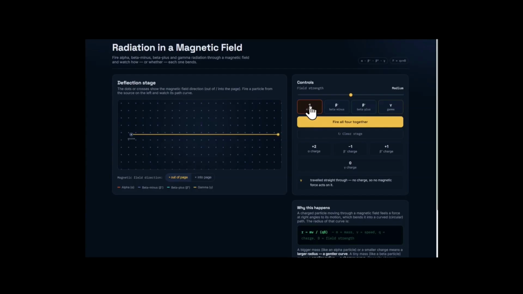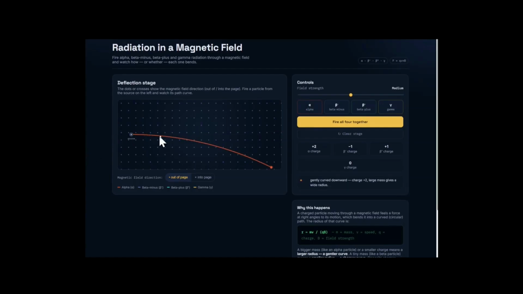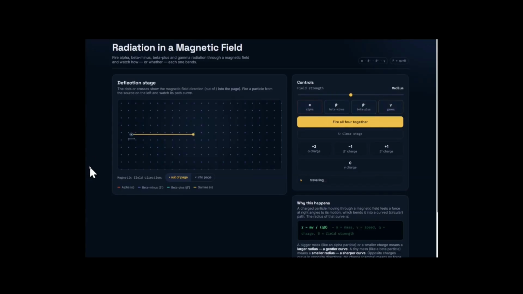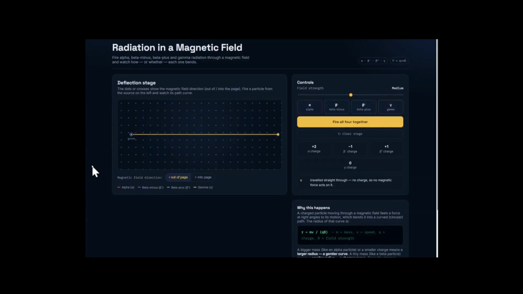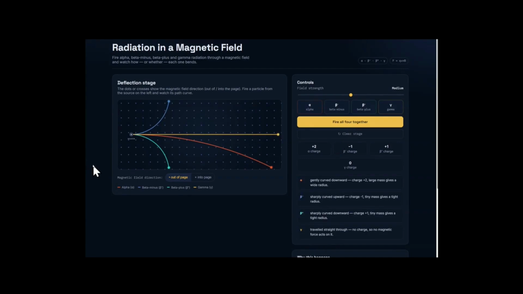Okay, so let's do that again. Alpha, kind of this lazy curve downwards with respect to the magnetic field. Beta negative, the other way. Beta positive, the other way, and more pronounced than the alpha particle. And the gamma particle just goes straight through. It doesn't care. Fire them all at one go, it's going to look like that.